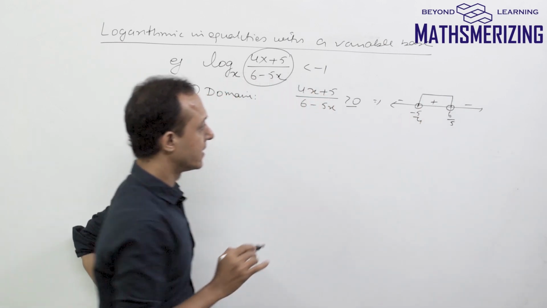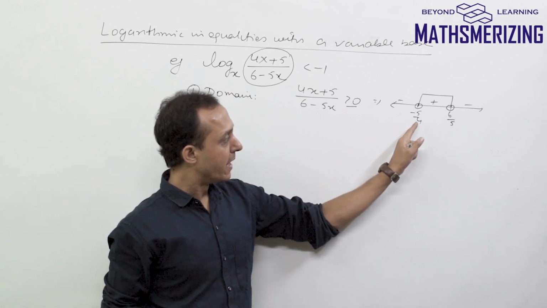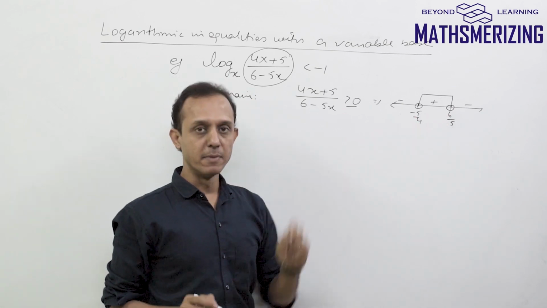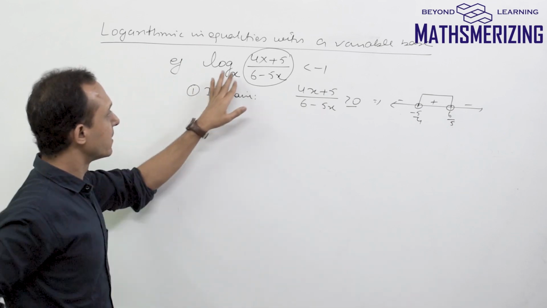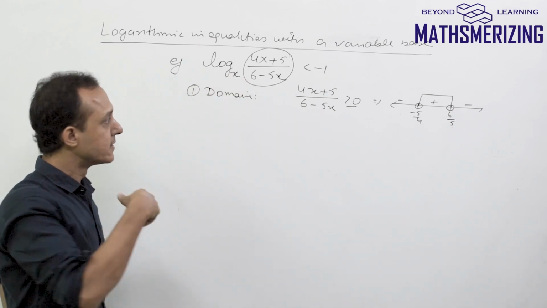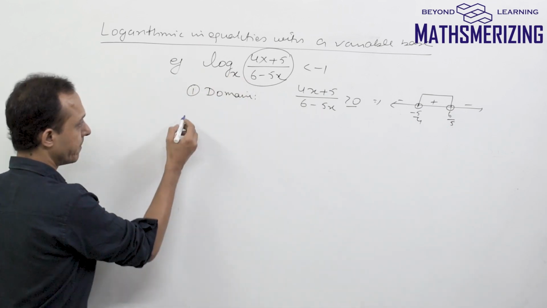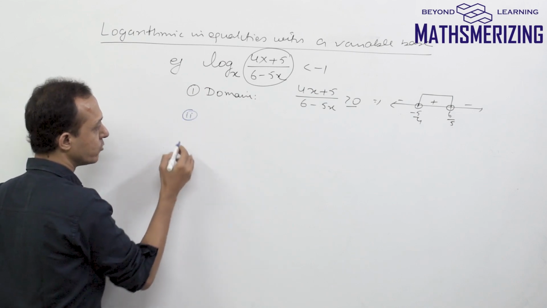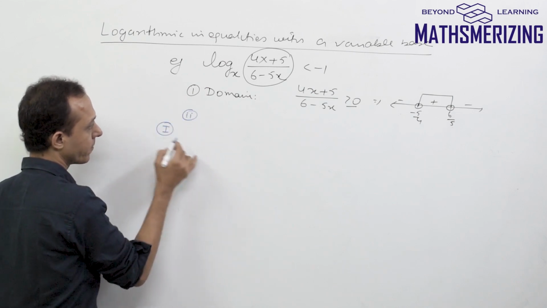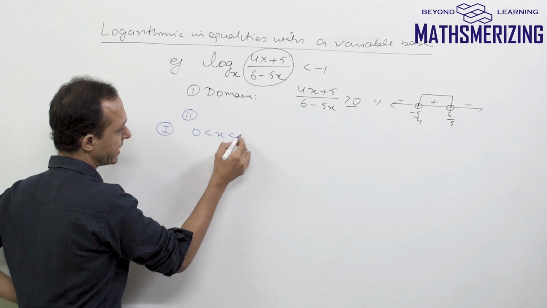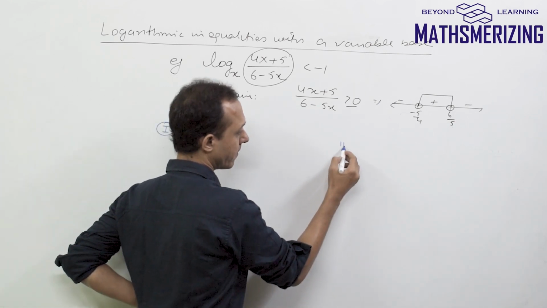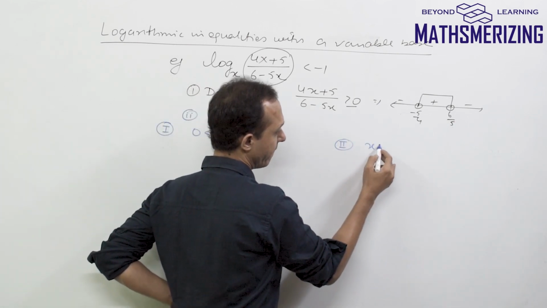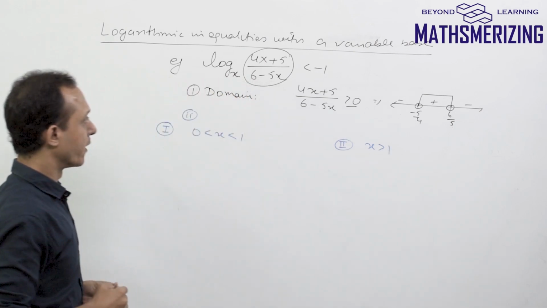So the condition I'll get is the value of x should lie between minus 5 by 4 and 6 by 5. Now here I'll not consider conditions of base because I'll do it in the second step. Now in the second step, I'll take two separate cases. Case 1, when the base lies between 0 and 1, and case 2, when base is greater than 1.